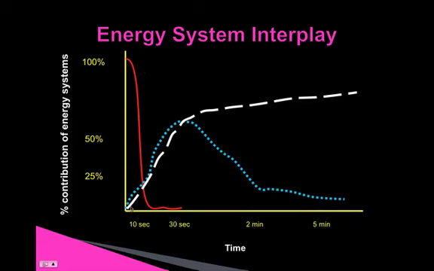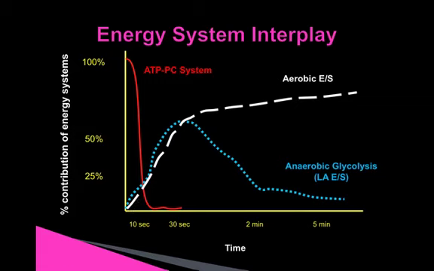The white line represents the aerobic energy system. So you can see at the start of exercise, it does make a small contribution to ATP resynthesis. However, it becomes the dominant energy system, all right, at about the 1 to 2 minute mark.